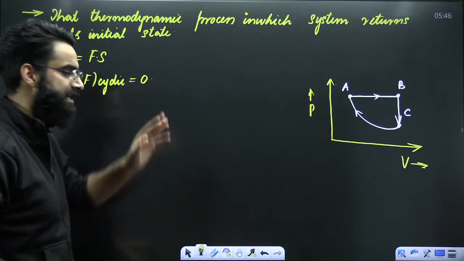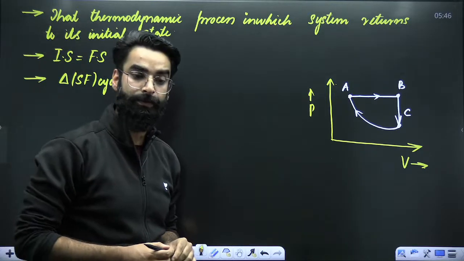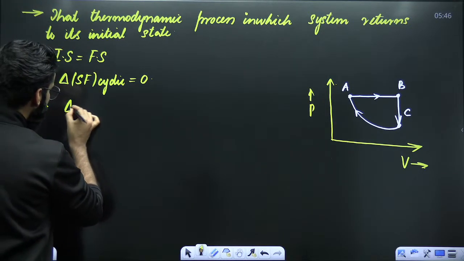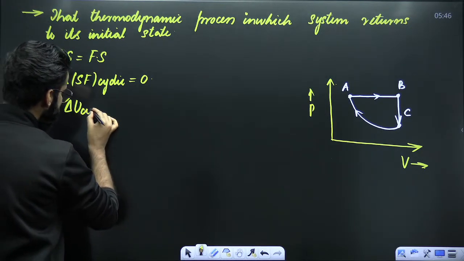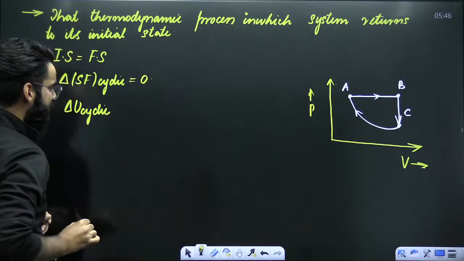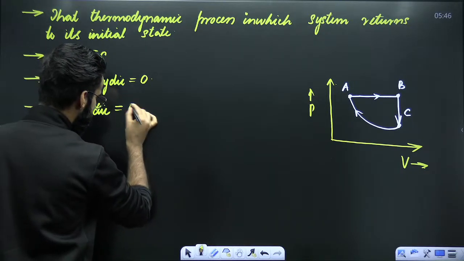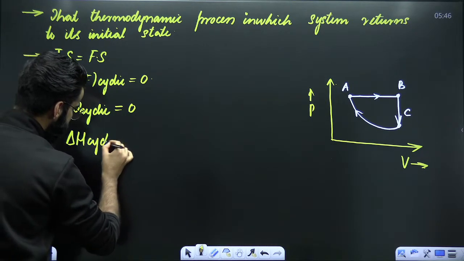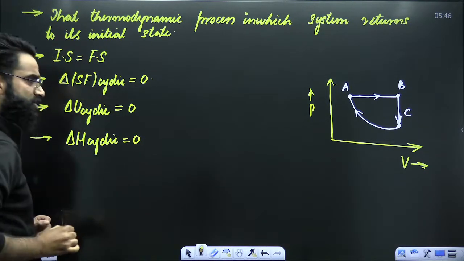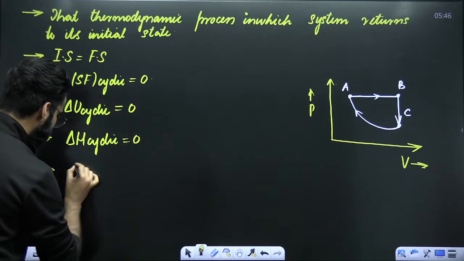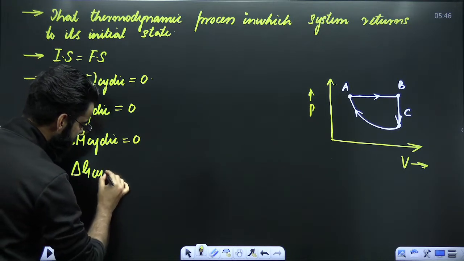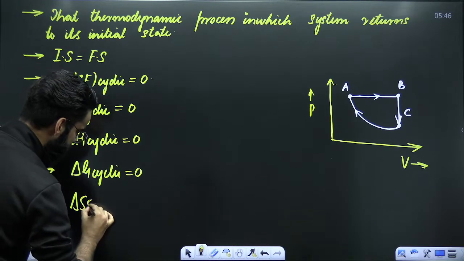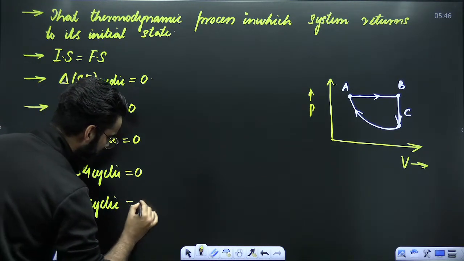Therefore, the change in the value of a state function for a cyclic process is 0. What does that mean? That means delta U net, or the change in internal energy for the cyclic process, has to be equal to 0. Enthalpy change during the cyclic process, delta H cyclic, has to be 0, right? For example, delta G for the cyclic process will be 0. Similarly, delta S for the cyclic process, this absolutely again will be 0.